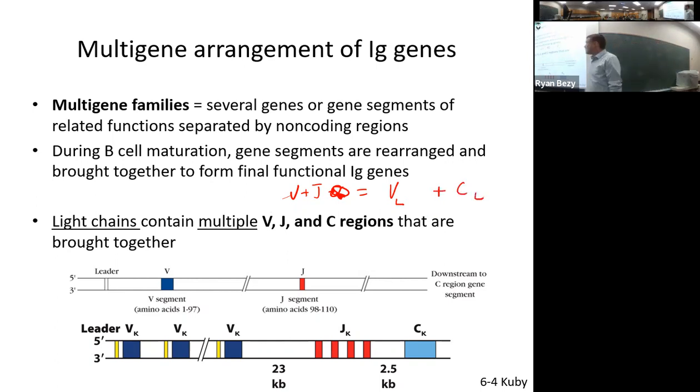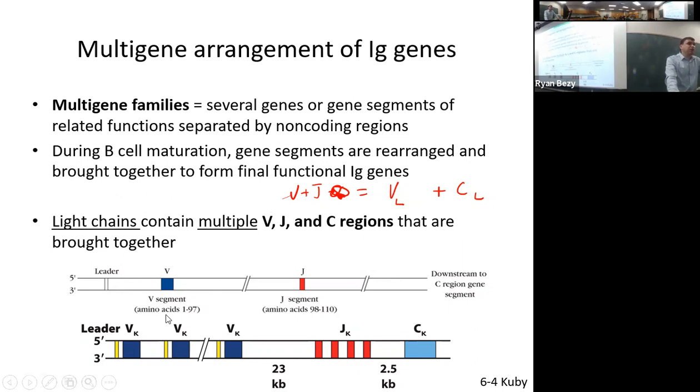Sorry about that. So V and J segments are brought together. These make up the variable domain. This just makes up the C region, the constant domain. But you have multiple V segments, multiple J segments, and then usually only one constant segment. So with the V and J, again, there's going to be multiple V's, multiple J's, but only one constant for light chain.